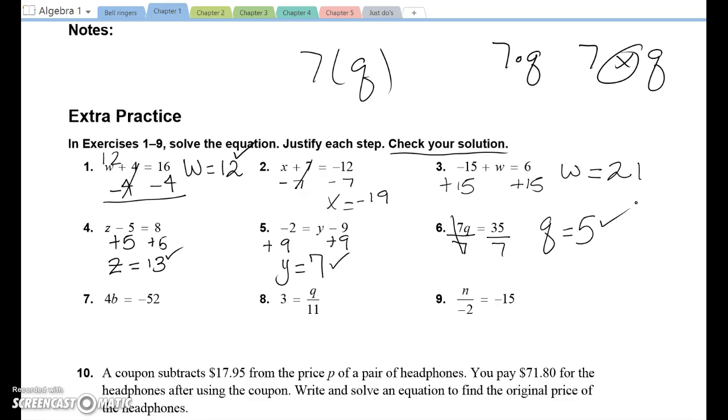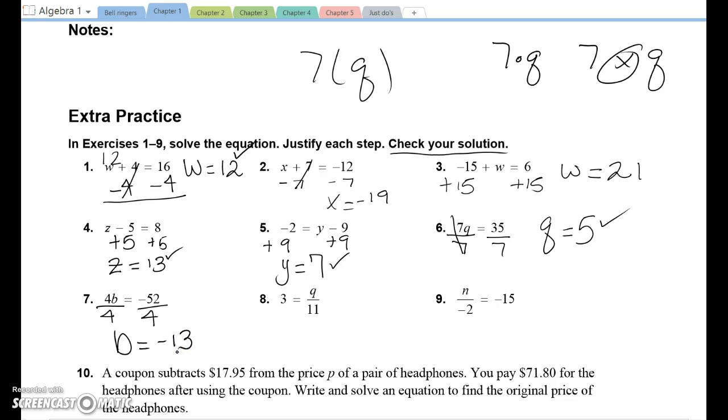Number 7. So you have 4 times b. So to undo multiplication, what do you do? That's right, you divide. So I'm going to divide by 4 on both sides. Then I have negative 52 divided by 4 gives me negative 13.